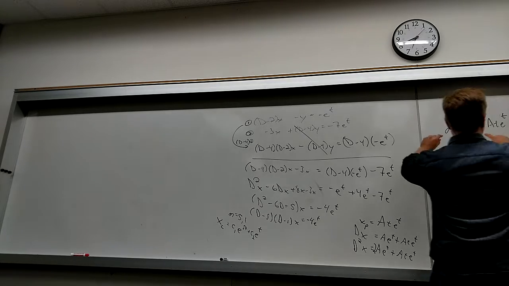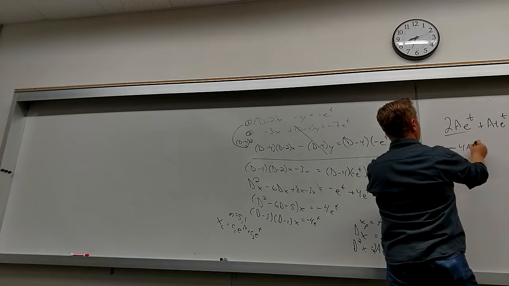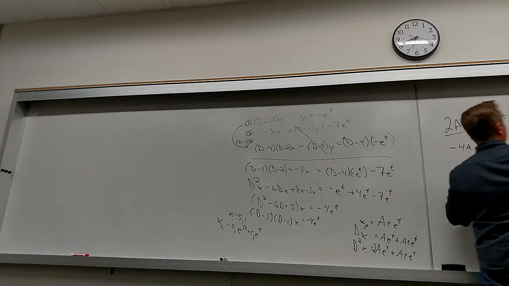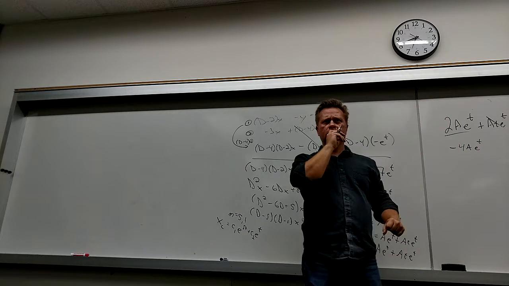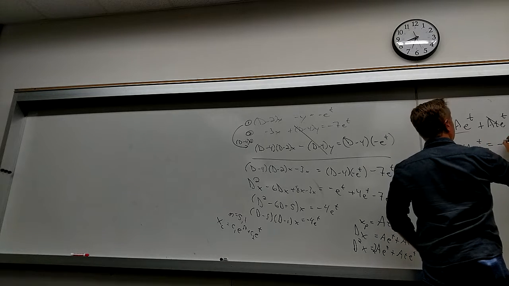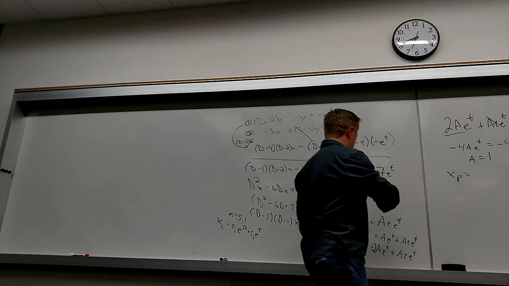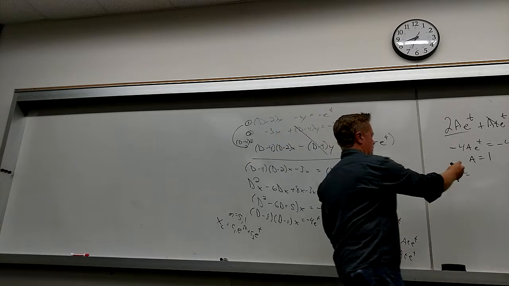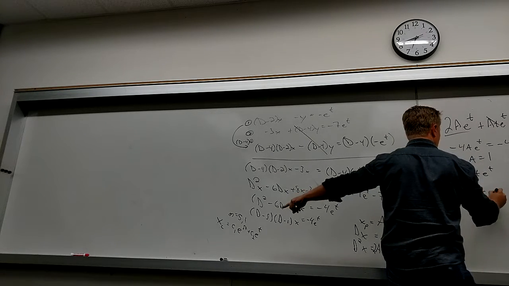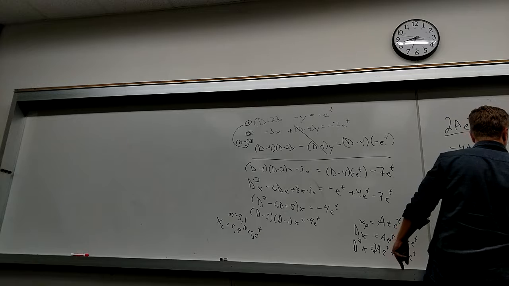So then I get, let's see, negative 4a e to the t. And then all these, thankfully, cancel. Do you see that? It's beautiful. So negative 4e to the t equals negative 4e to the t, so a equals 1. So xp equals t e to the t. So x equals c1 e to the 5t plus c2 e to the t plus t e to the t.